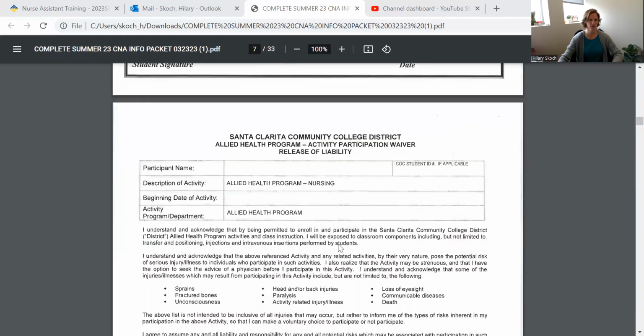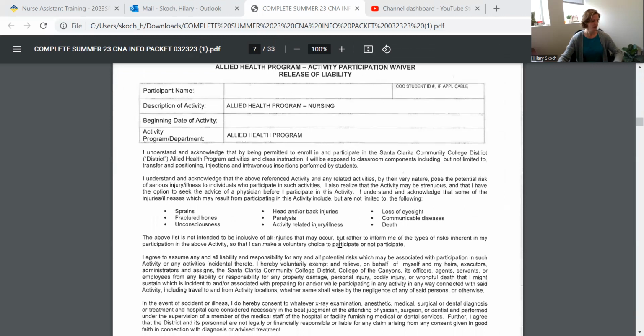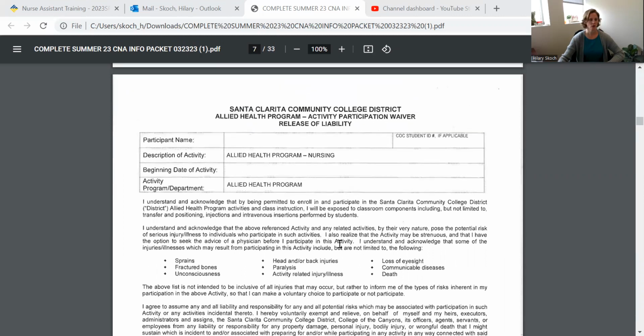This next page, page 7, this is a waiver because in class we do practice on each other. We will be rotating each other in gurneys. We might be pushing gurneys. We will be practicing with a mechanical lift. And there will not be any needles in this class. It would be like a blood pressure cuff or helping assist somebody to the head of the bed.